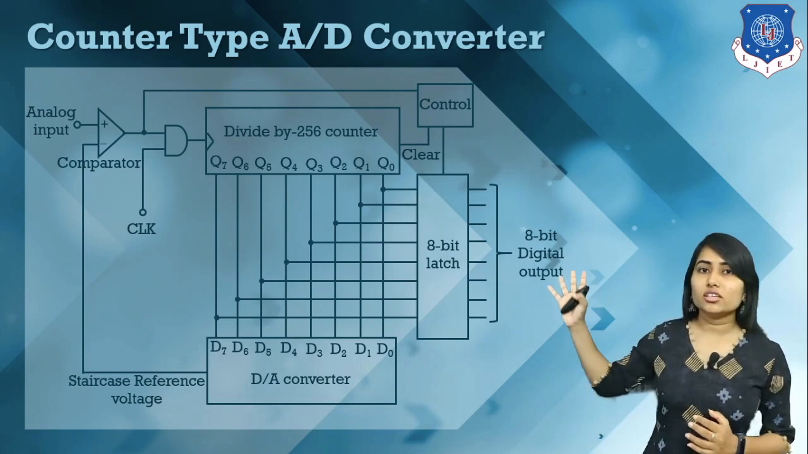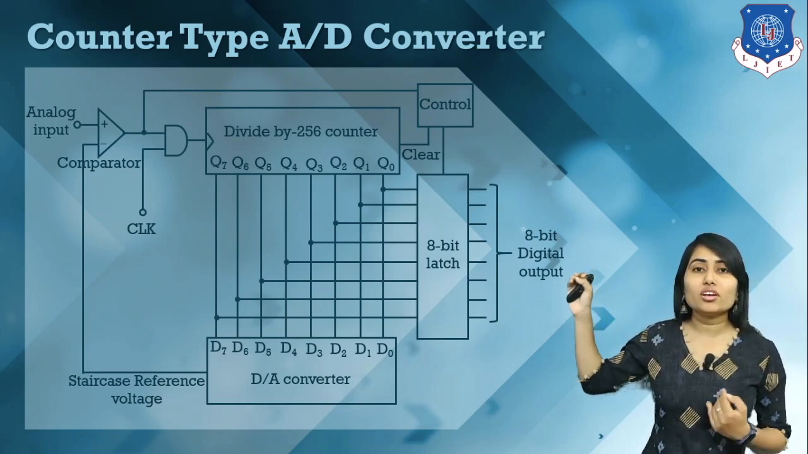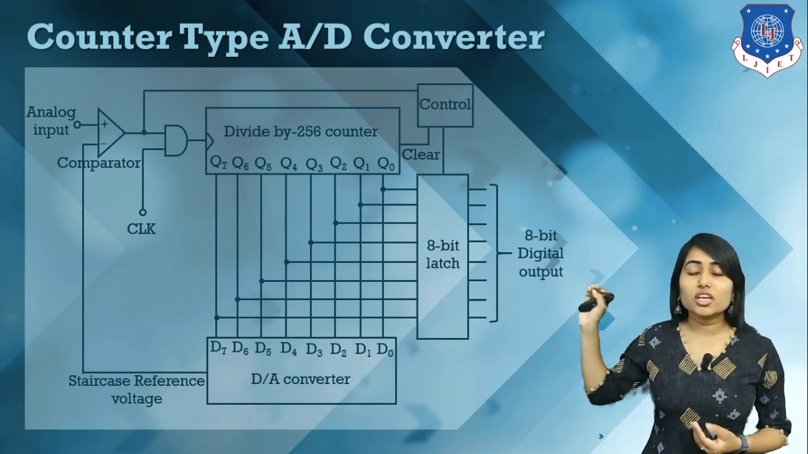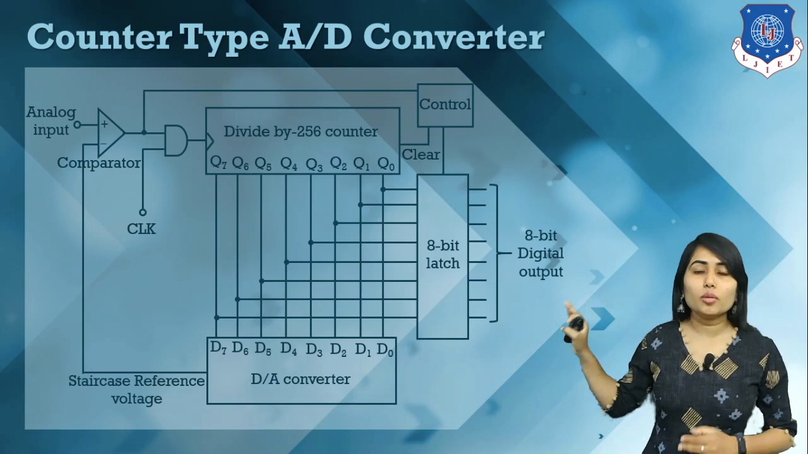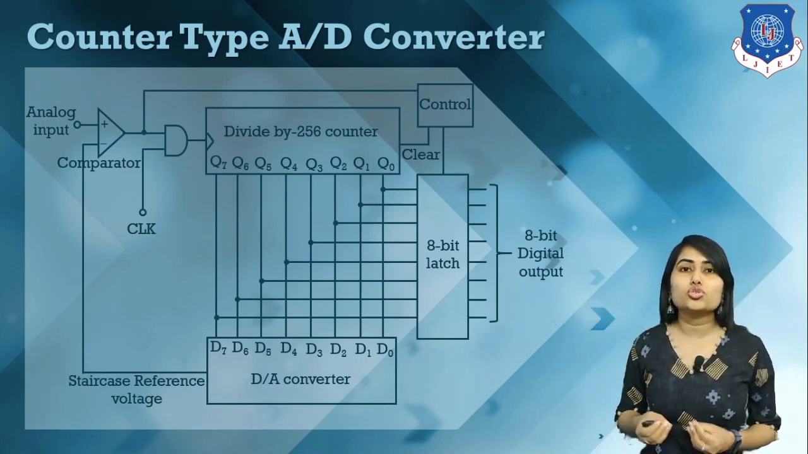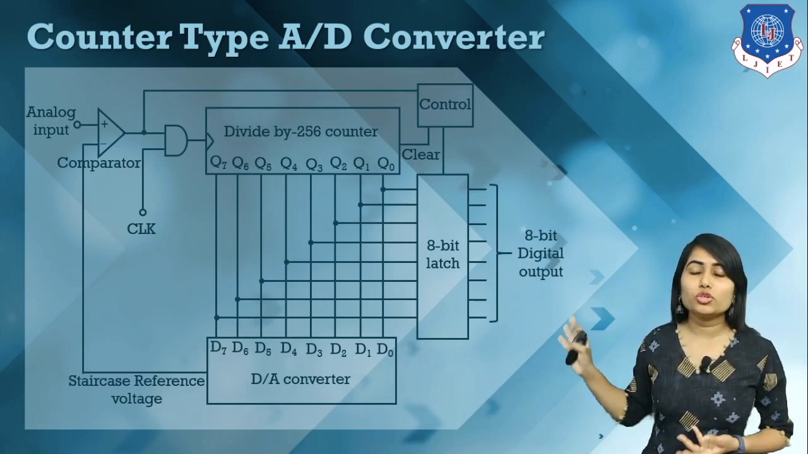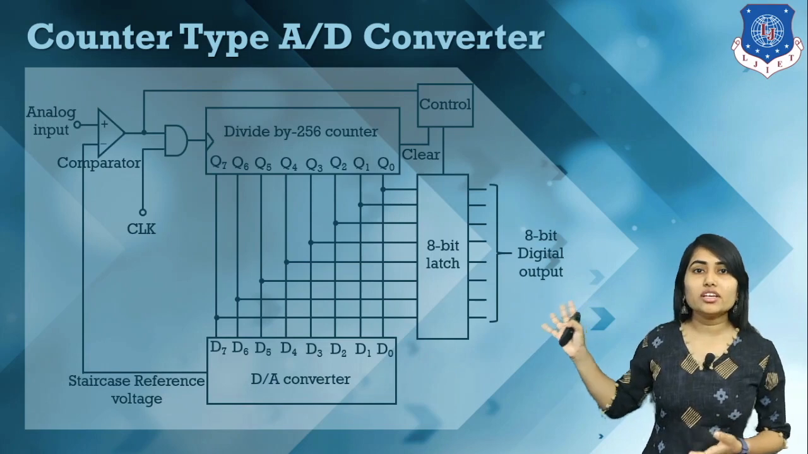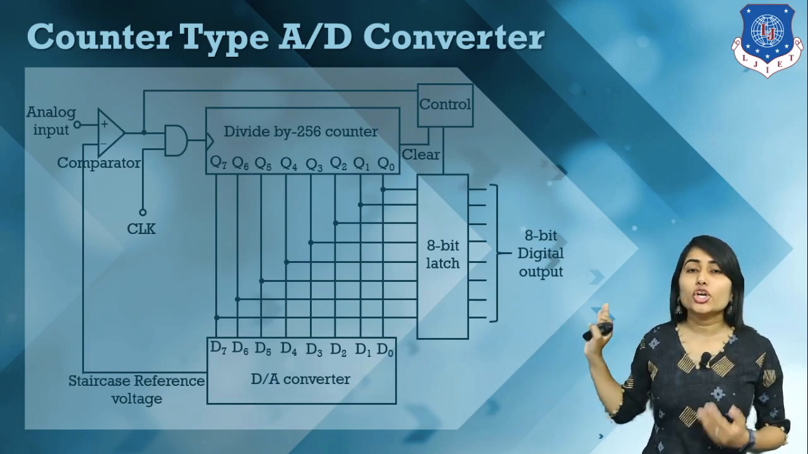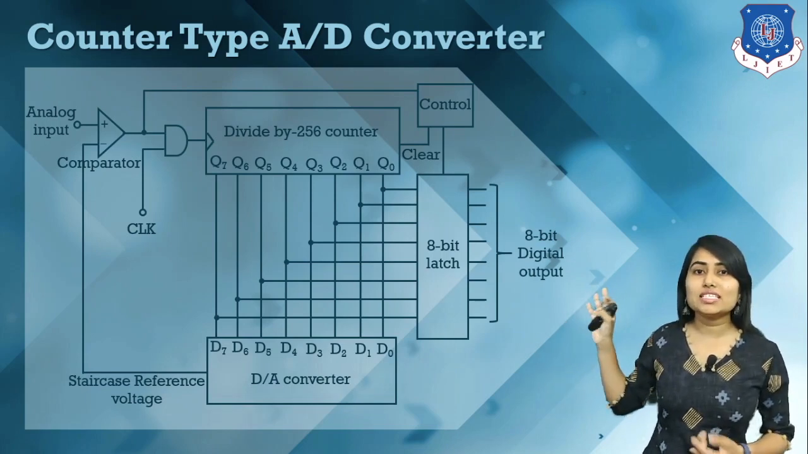Here we have one control circuit which is used to indicate whether our counter will stop or not. This control circuit indicates that our counter is stopped, and here we have this 8-bit latch. A latch is basically used to store our data. So we use this 8-bit latch to store our 8-bit information, and here we have our 8-bit digital output.